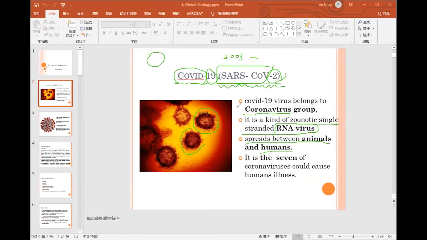In this group, all the viruses have pretty similar shape, but will be a little bit different. There is a big group there. Right now, we have found 7 of them that can infect humans and cause illness. This one is the 7th. Before this one was found, we only had 6, but right now we have 7. So we will go to the slides to look at COVID-19.